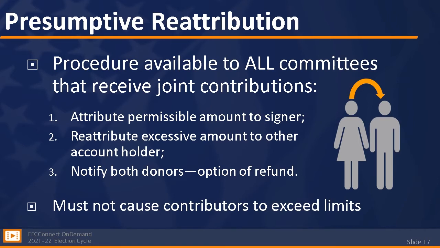The committee should attribute the permissible amount to the individual who signed the check, then reattribute the excessive amount to the other account holder. The committee must inform the donors of the reattribution and offer them the option of receiving a refund instead. Committees must also be careful to ensure that their presumptive reattribution does not cause a donor to exceed a contribution limit.